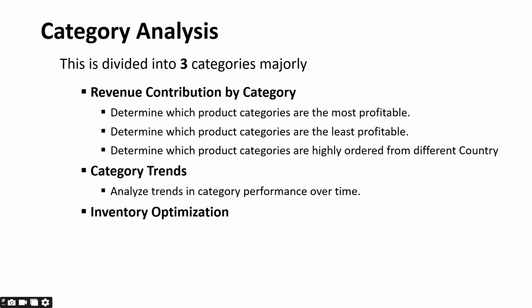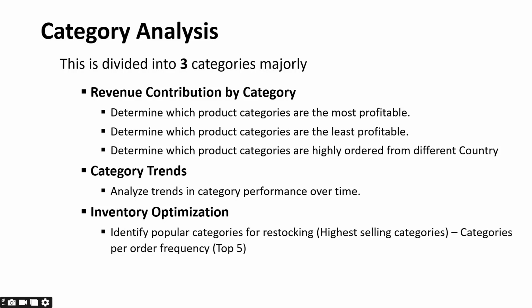Then the third one is inventory optimization. Under inventory optimization, we are going to identify the popular categories for restocking, that is, the highest selling categories. That's the category per order frequency. That's the top 5 highest selling categories. We are going to check the highest selling category.